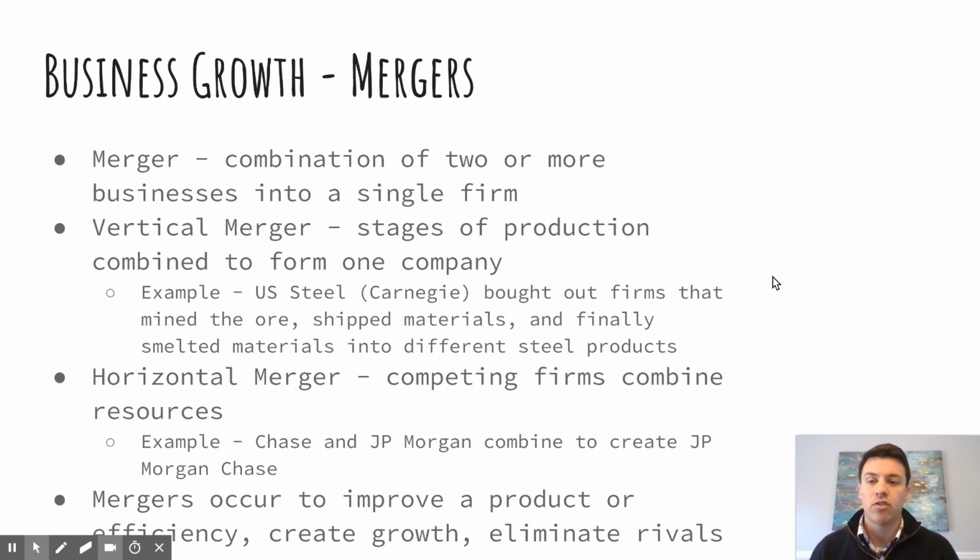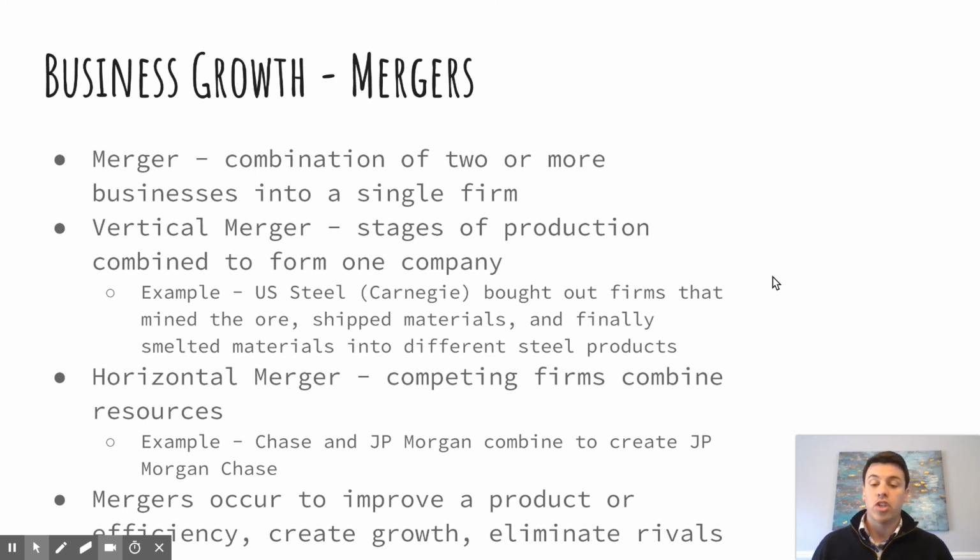A couple of the more advanced ways that businesses can grow are through mergers and conglomerates. So let's look at mergers here. This is where two or more firms combine into one single firm. It doesn't have to be explicitly stated. A lot of times the companies will appear on the surface to be separate entities, but they're owned by one company. This can be done through a vertical merger, as with U.S. Steel in the late 1800s, where you own all the stages of production. All the resources needed to produce steel, every step of the way, Carnegie owned all of those. So it led to a cheaper product to produce in the end because of the ownership of all those different levels.